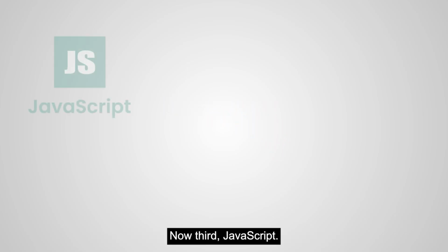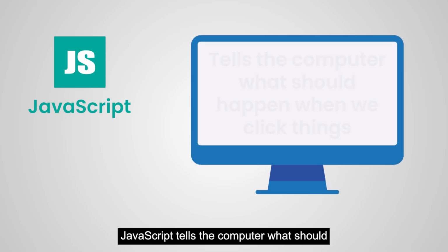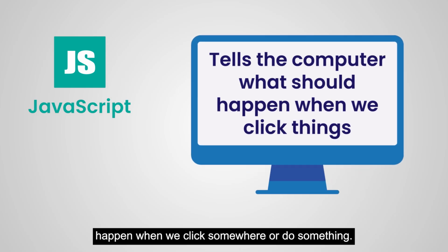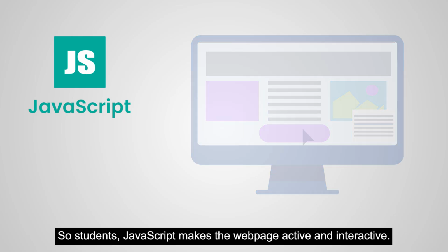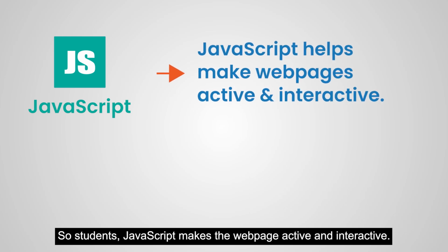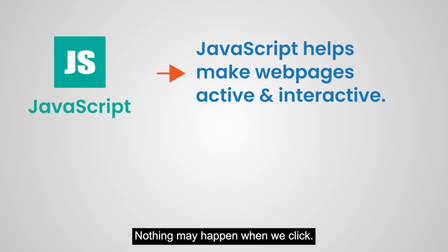Now third, JavaScript. JavaScript is also a programming language. JavaScript tells the computer what should happen when we click somewhere or do something. For example, when you click a button, something changes. So students, JavaScript makes the web page active and interactive. Without JavaScript, many web pages would feel very simple. Nothing may happen when we click.